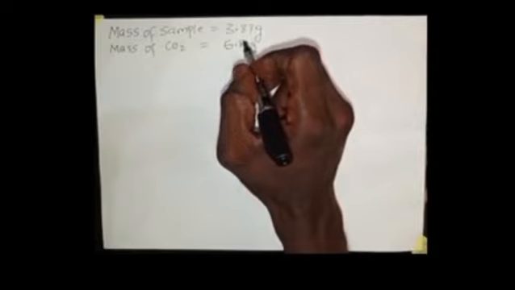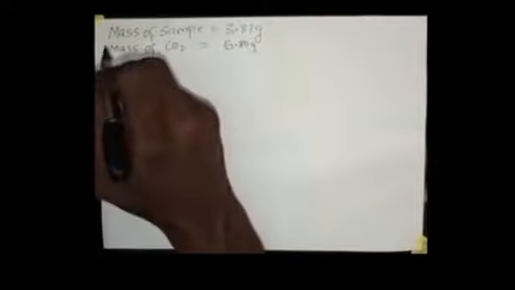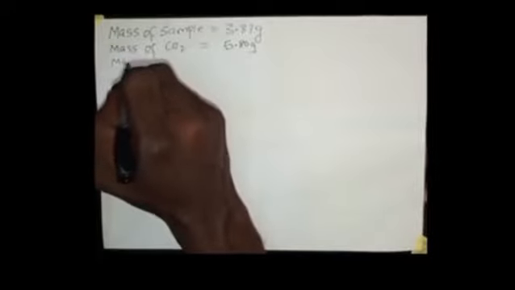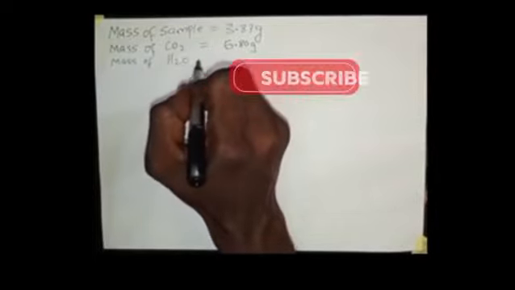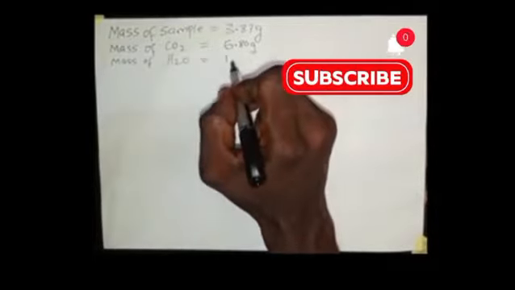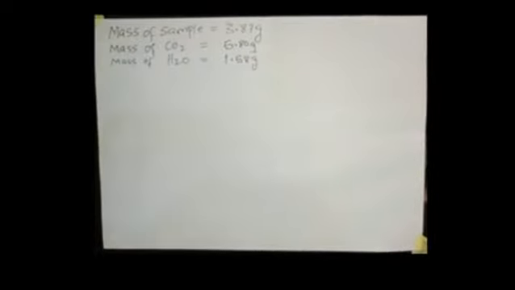Now, we are also told that 1.58 grams of water was also produced. I can say the mass of water produced here is equal to 1.58 grams of water. So what are we going to do from here?